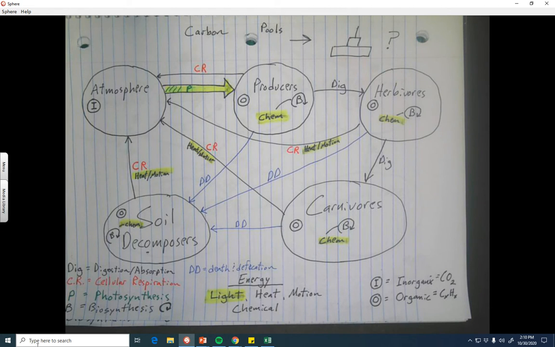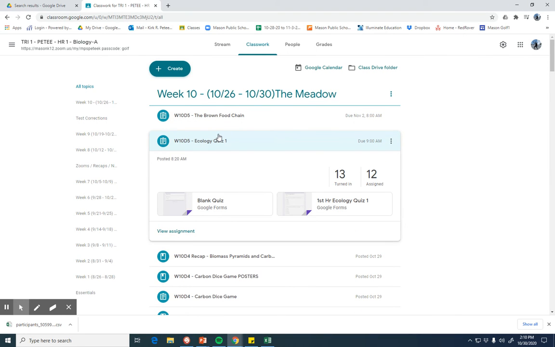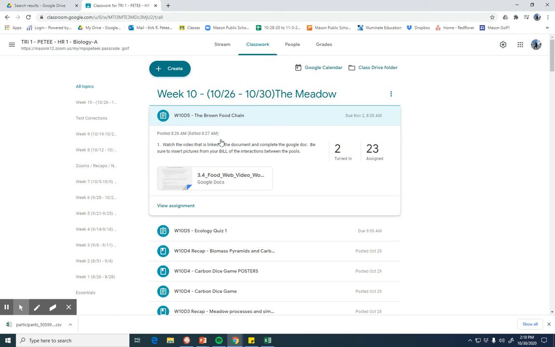We then took a quiz in our Google class, a brief short quiz on ecology, the Ecology 1 quiz, and then we submitted that by the end of the hour. After the Ecology 1 quiz, students were asked to work on the brown food chain, which includes a document and a video that discusses what's going on with organic matter that's being broken down and how it's part of our food chain. And if you wanted to, you could also correct your Metabolism 2 quiz that was returned today.